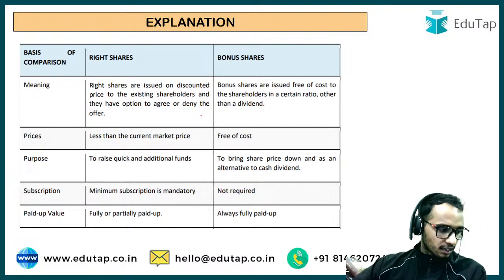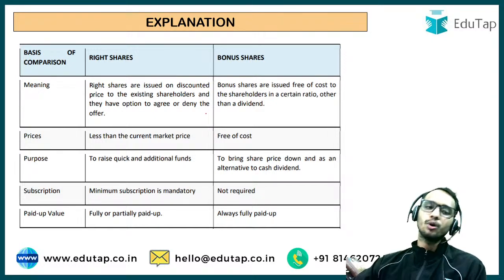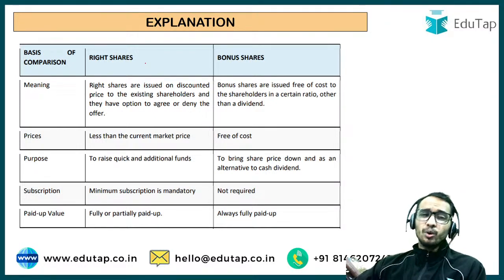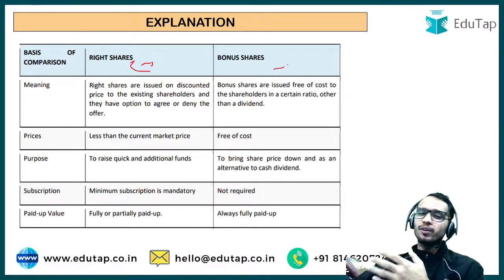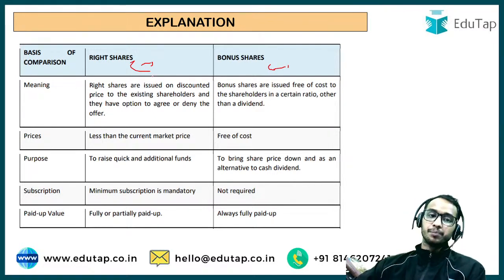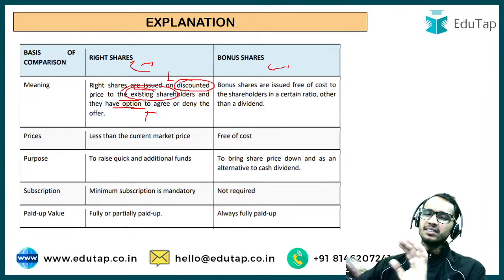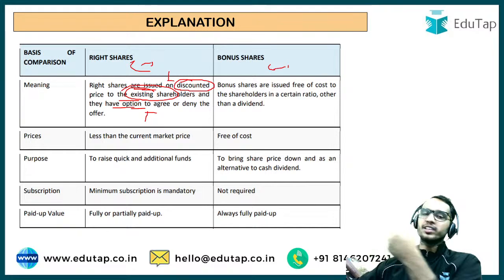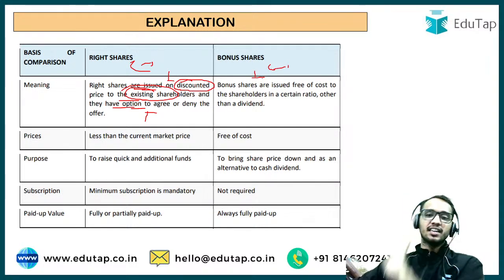Rathore is asking, sir, bonus shares are also partly paid up? No, they are always fully paid up. Now look at the comparison between right shares and bonus shares, you will have clarity. Right shares are issued on discounted price to the existing shareholders, and they have the option to agree or deny the offer. That is dependent on them, whether they are going to accept it or not. Bonus shares are provided free of cost. That is the basic difference.